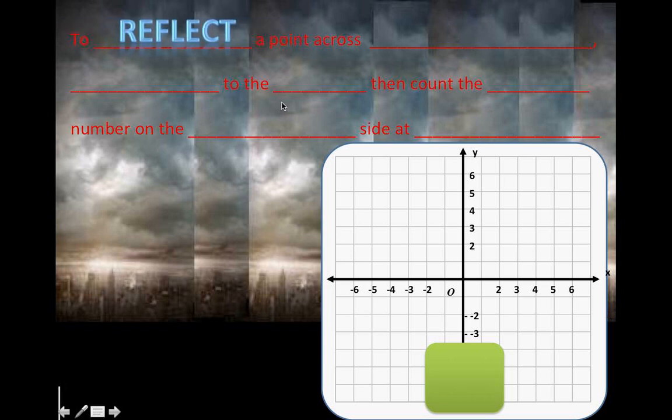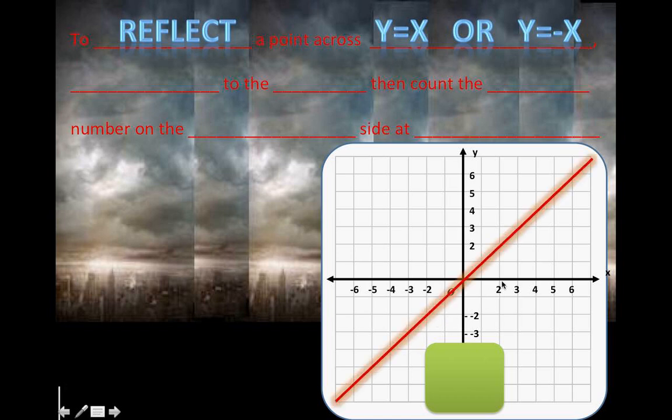So to reflect a point across y equals x or y equals negative x, let's pause for a second here and look at what exactly those lines are. Y equals x is going to be the line going through all of the points where the x and y values are the same. So 0, 0, 1, 1, 2, 2, 3, 3, 4, 4, going the other way, negative 1, negative 1, negative 2, and so on and so forth. So it's actually going to be this diagonal line right here going through all the corners and through the origin.